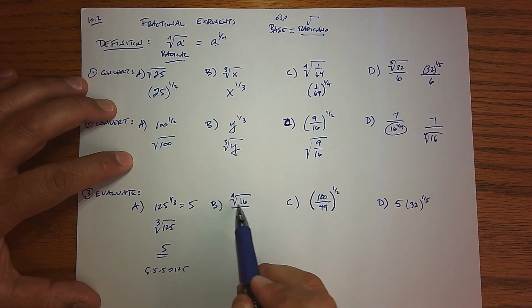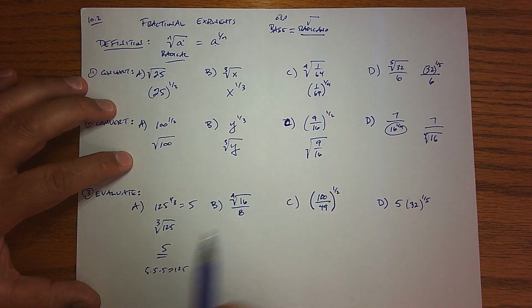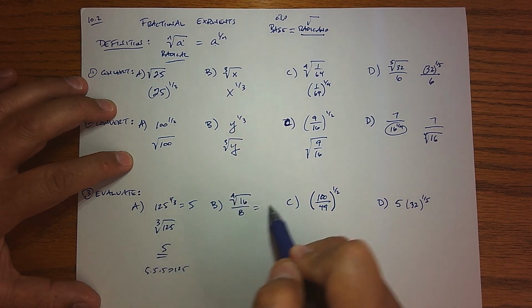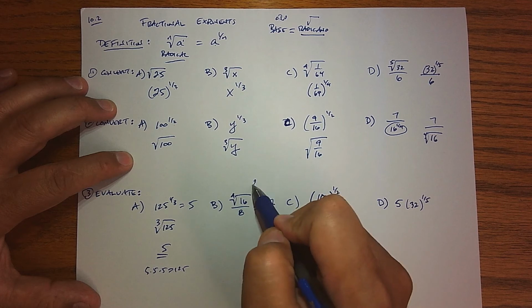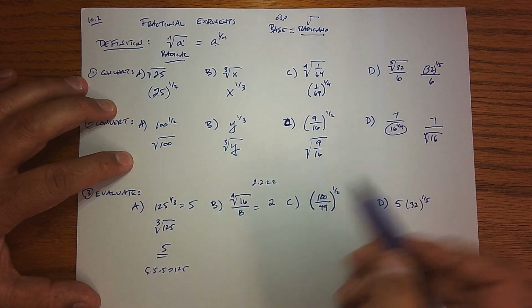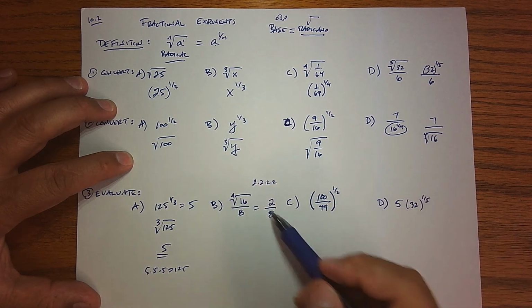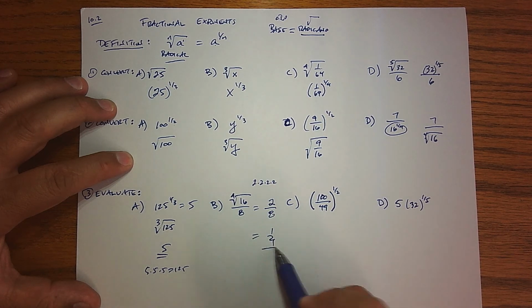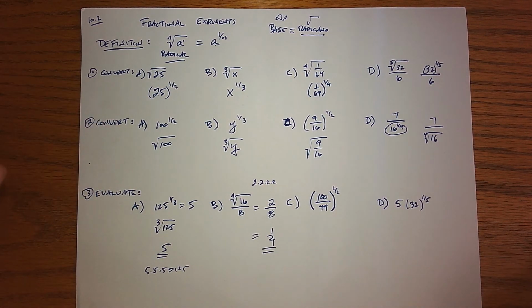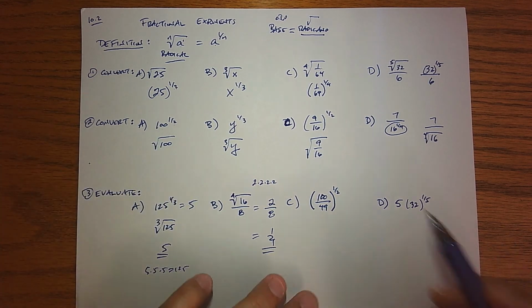Here, I mistakenly kept it as radical. I just noticed that. The 4th root of 16, we know that to be 2, right? Because 2 times 2 times 2 times 2 is 16, and then we're over 8. Of course, all fractions should be reduced. So the radical actually goes away totally there, and we get 1/4. So don't forget to simplify your fractions.